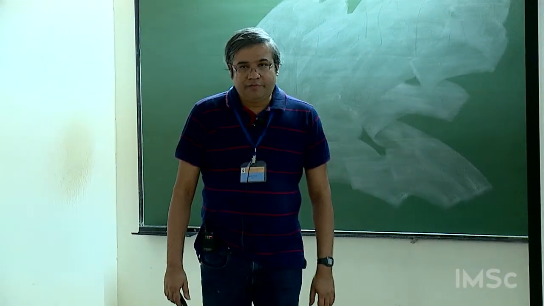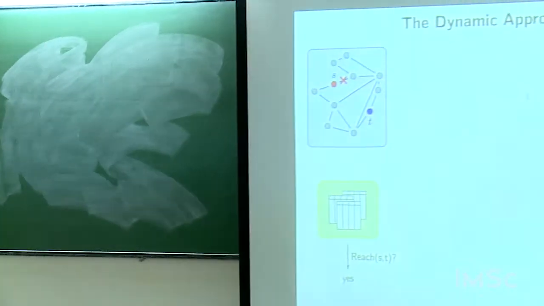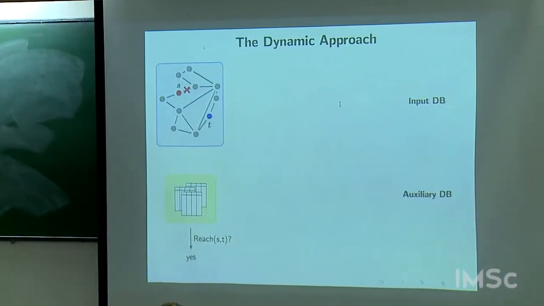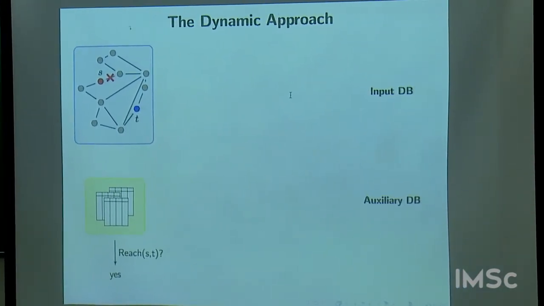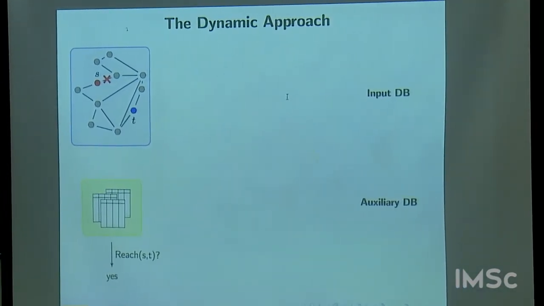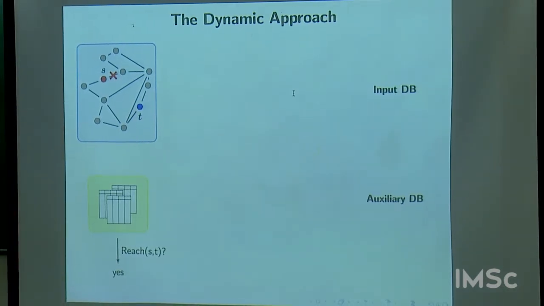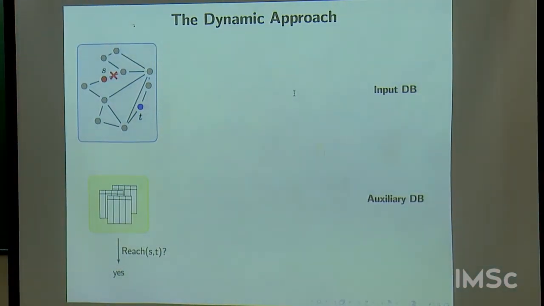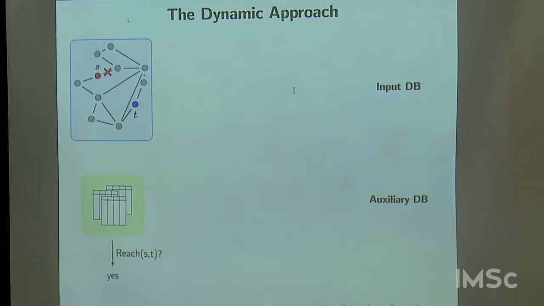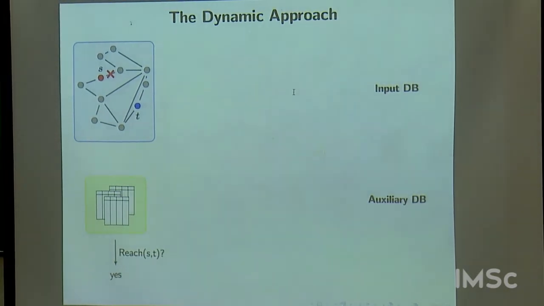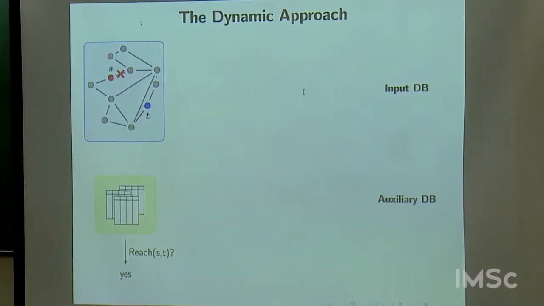So I'm first going to give an informal introduction to what dynamic complexity is all about. The idea is, and I'm taking the example of reachability as a sample problem. So you have a graph. So in the static world, you are given a graph a priori, and you want to compute whether there is a path from S to T or not. Or you want to compute whether there is a perfect matching in the graph or not. Here you are given a graph with edges coming in and going out, and you want to maintain a particular property like reachability.